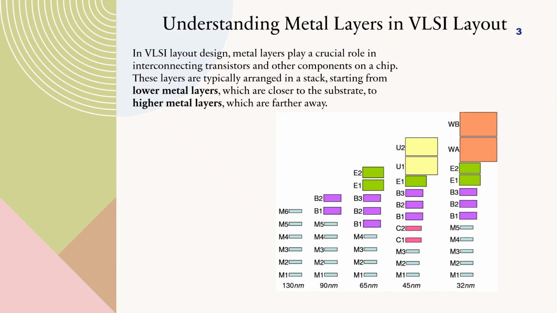Each technology has a different metal stack, and each layer has a different thickness. If you see in 65 nanometer, from metal 1 to metal 4 the color is the same. Here, the color being the same means the thickness is the same. From B1 to B3, the color is the same, so the thickness is the same. So M1 has lower thickness, and E2 has higher thickness. I will tell you why this matters.